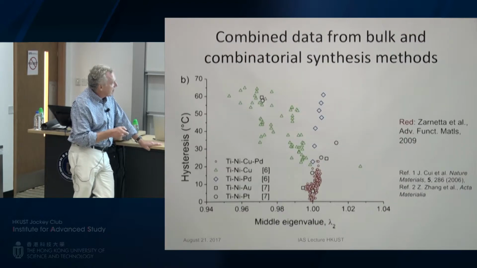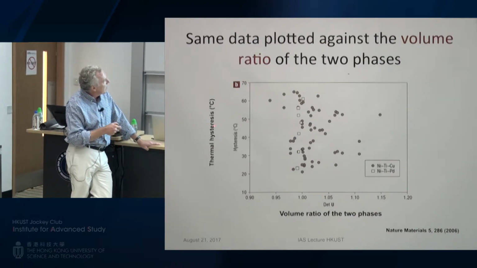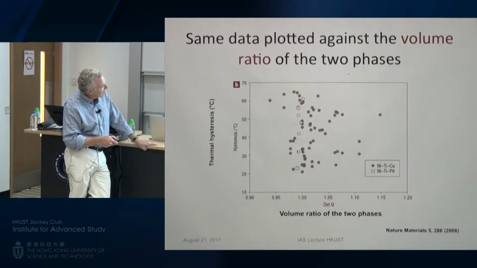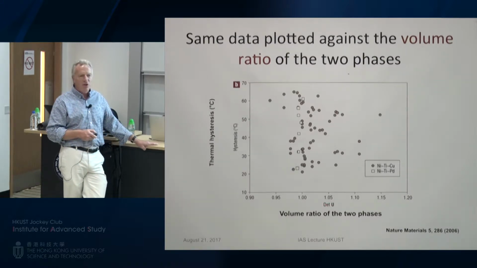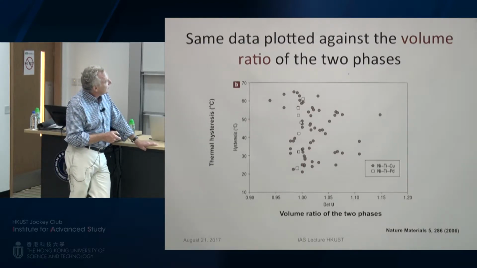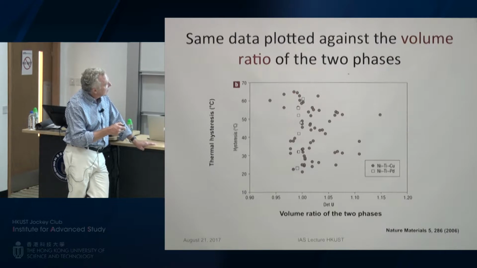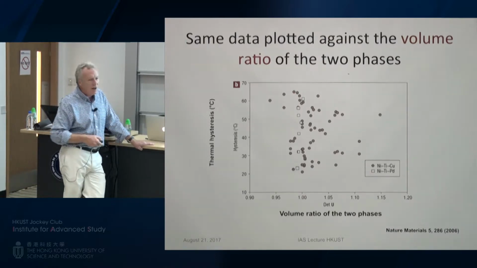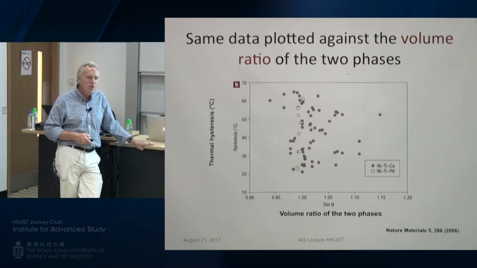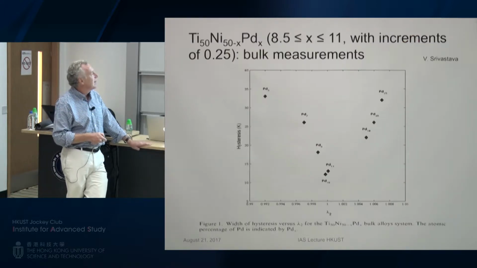So I've replotted a part of this data, but not the hysteresis versus the middle eigenvalue, but versus the determinant of the transformation stretch matrix. That's the volume ratio of the two phases. So when that determinant is 1, the two phases have the same density. Okay. And you can see that some of the alloys with the lowest hysteresis and some of the alloys with the highest hysteresis have no volume change. So volume change doesn't correlate at all with the hysteresis. Lambda 2 correlates with the hysteresis.